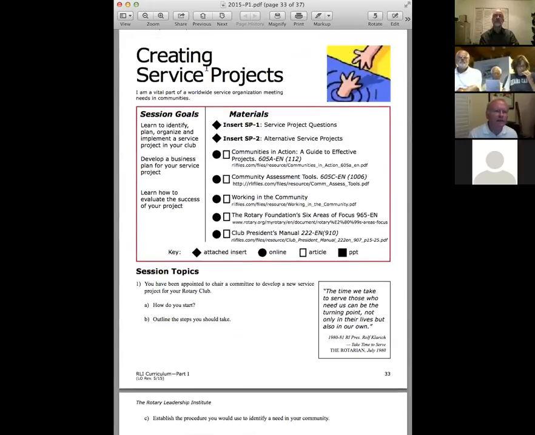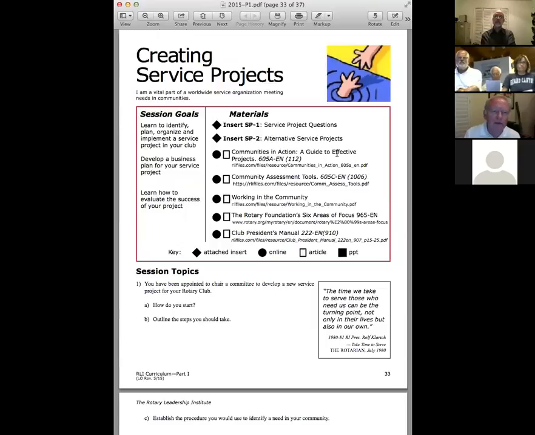Creating service projects. It says, I am a vital part of worldwide service organization meeting needs in communities. Session goals, we're going to learn to identify, plan, organize, and implement a service project, develop a business plan for your service project, and learn how to evaluate the success. And we've all done service projects, so a lot of this is really about sharing how we do it and how we work together.